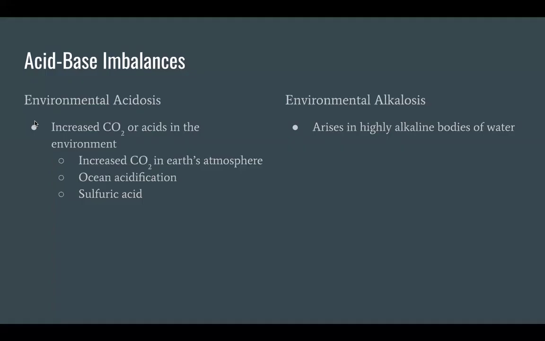And then environmental acidosis is increased carbon dioxide or other acids in the environment. Some forms are increased CO2 in the Earth's atmosphere because of how much fossil fuels we burn, or ocean acidification, or sulfuric acid in the environment. And environmental alkalosis happens in highly alkaline bodies of water. Okay, so that was the end of chapter 13, and now chapter 8 on muscle physiology.